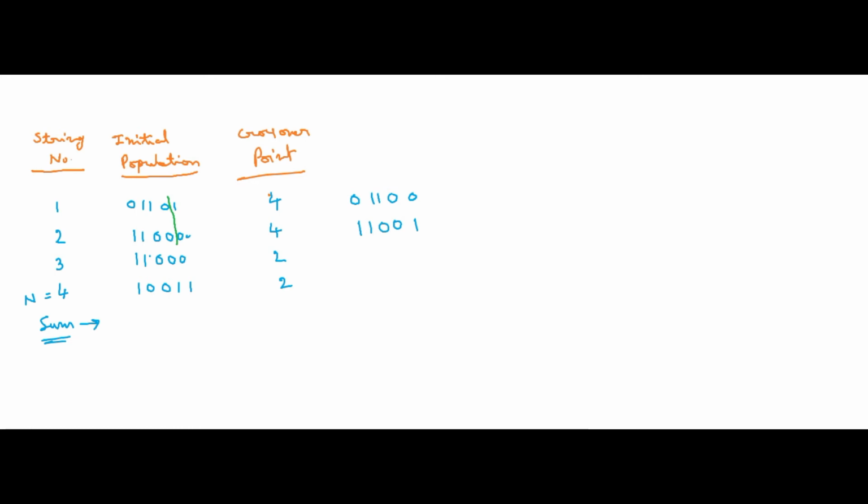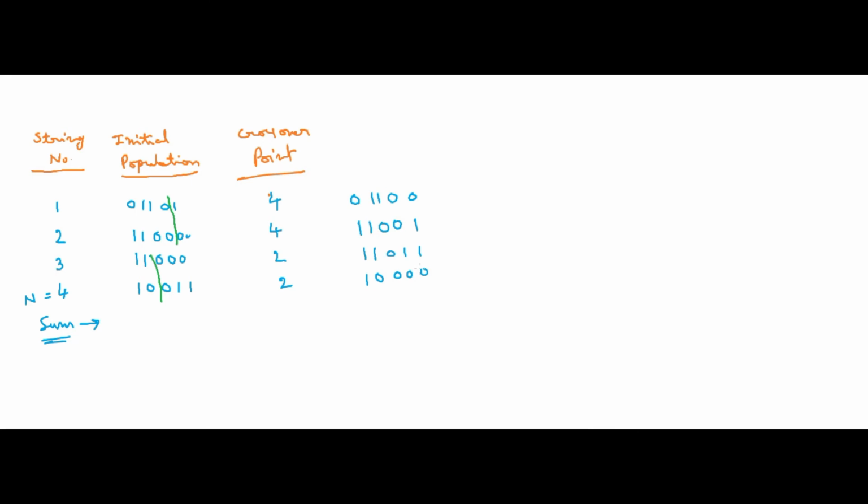Next, the second one is at point 2, like this. It has to be here. Crossover point is 2, so it will be like this. And finally 1 1 is staying back, and instead of 0 0 0 it will be 0 1 1. So instead of 1 0 is staying back, and instead of 0 1 1 it will be 0 0 0.